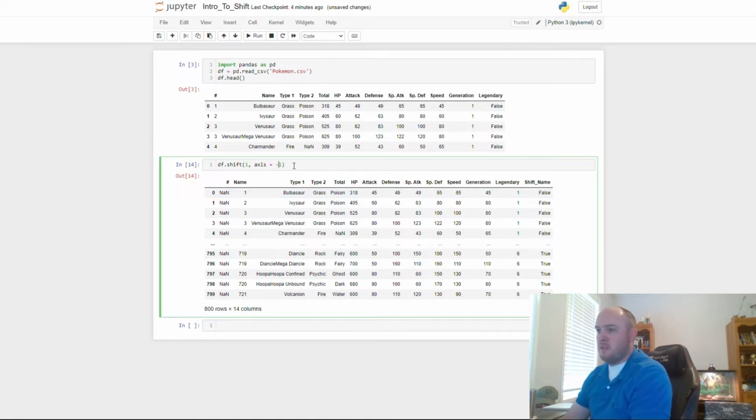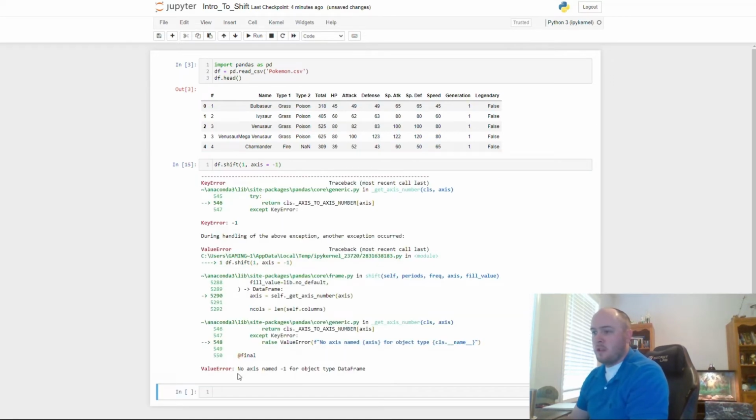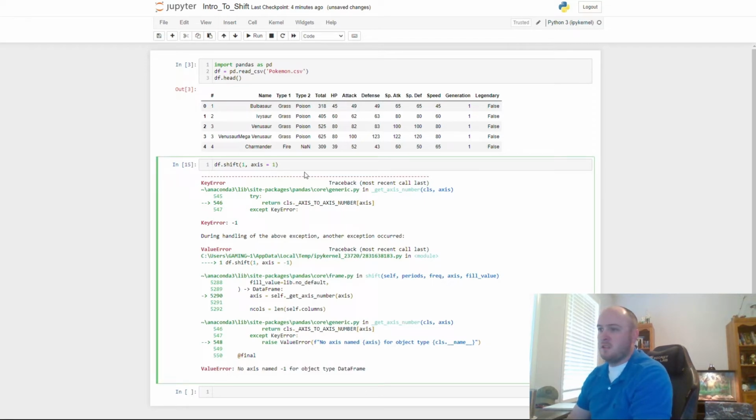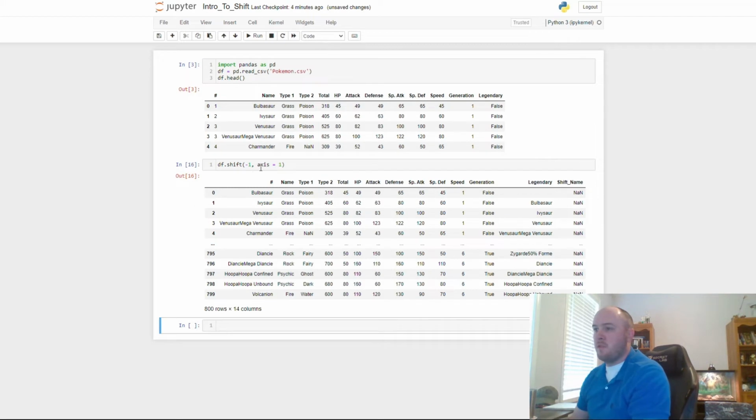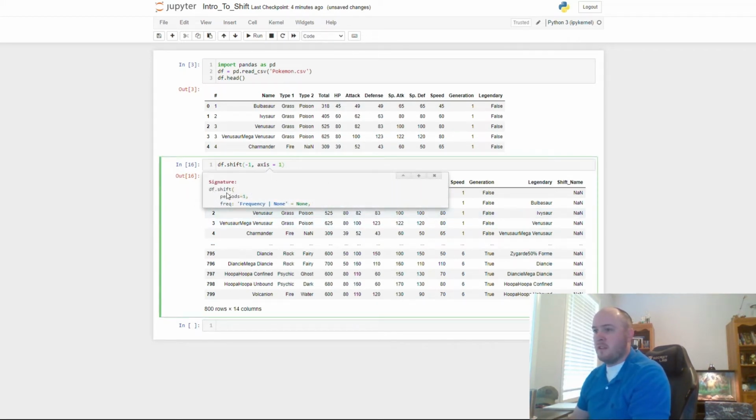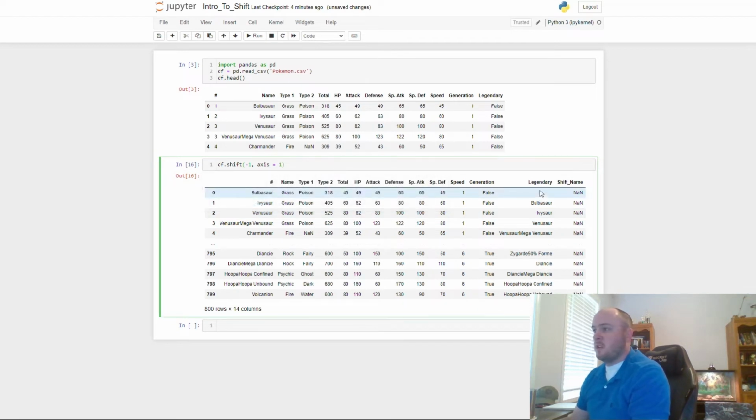And you can do the opposite with, I guess you can't do the opposite with negative. That's why. Because it's not -1 for the axis, it's -1 for the periods, right? Because we want to reference the period, not the axis. So it shifts it to the left, and we just have shift name equals null here because remember we originally created a shift name column.